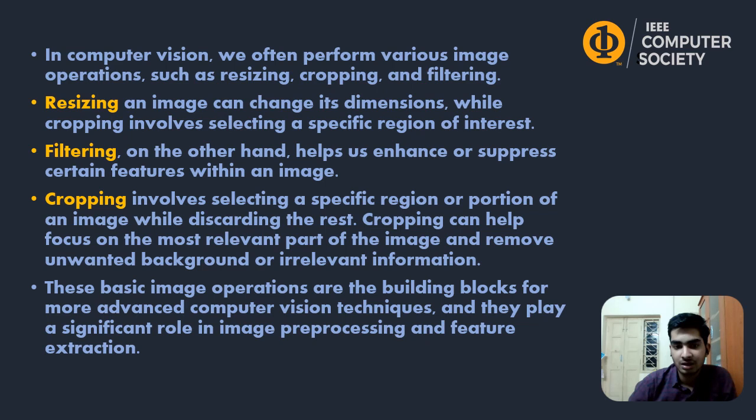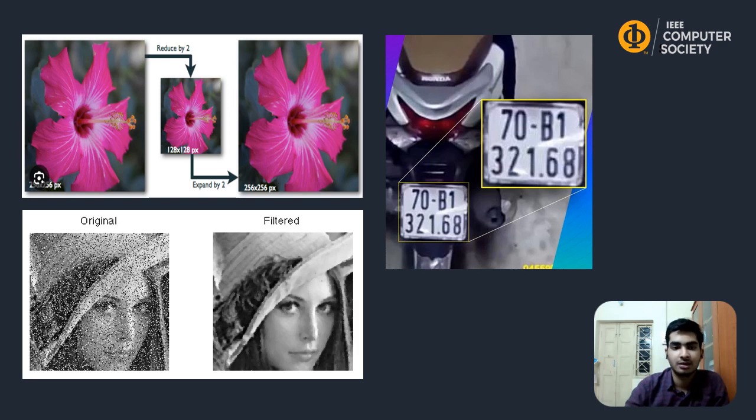Cropping involves selecting a specific region or portion of an image while discarding the rest. Cropping also can help focus on the most relevant part of the image. These basic image operations are building blocks for more advanced techniques, and they play a significant role in image preprocessing and feature extraction. So we can see in this image that this is an example of resizing. We are reducing the image size by 2 and again expanding it to the original form.